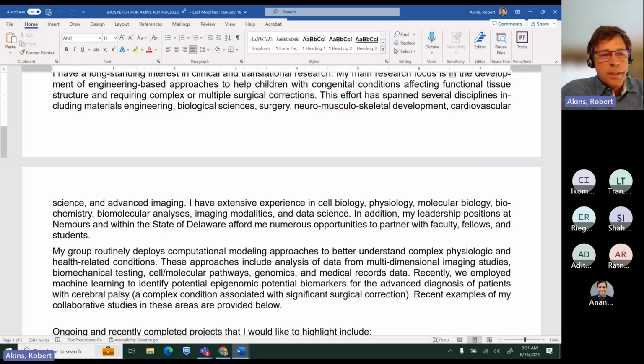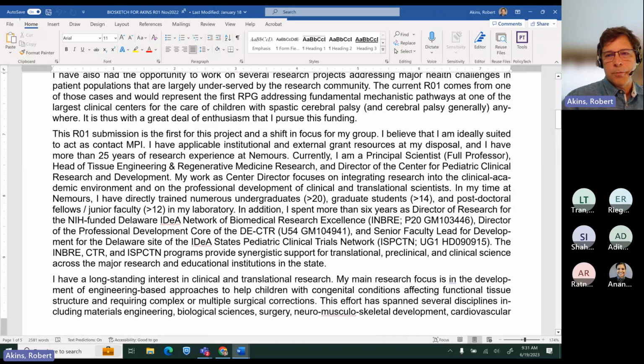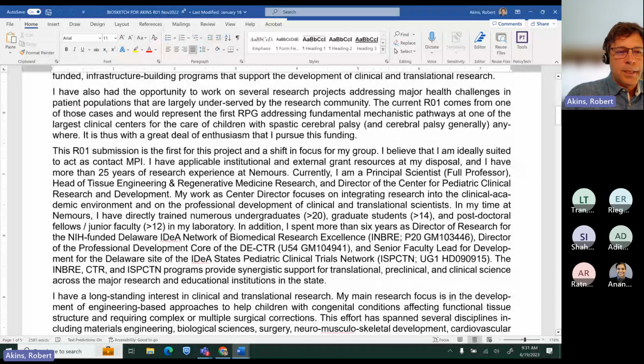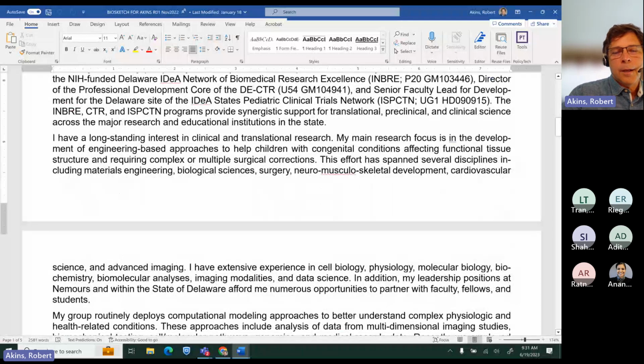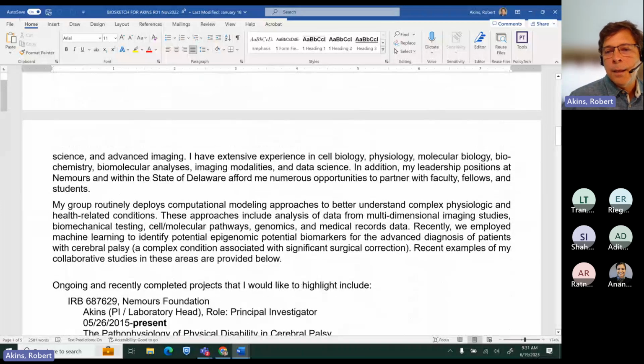And then one of the things I do, so my sequence is usually what am I doing on this grant? Anything in particular that might be different about thinking about my role in this grant, which is this whole big section. And then I talk about my specific interests and what I've worked on and how that fits into my ability to do this. And I end by recent examples of my collaborative studies in these areas are below.